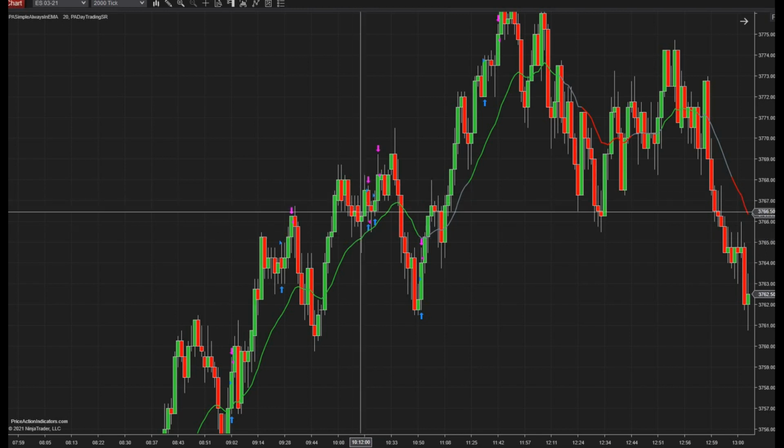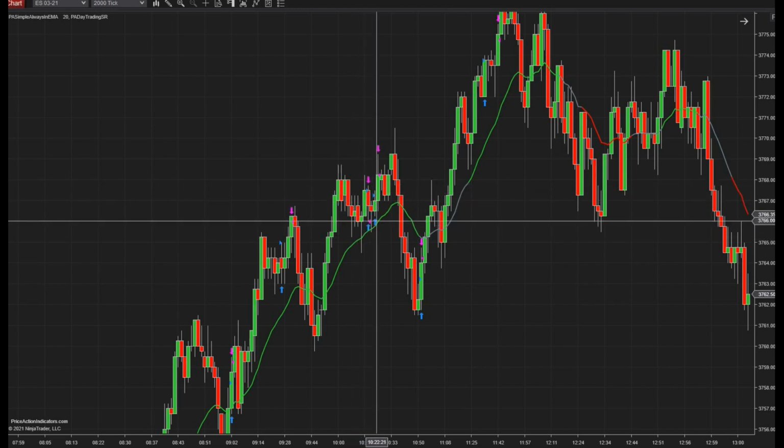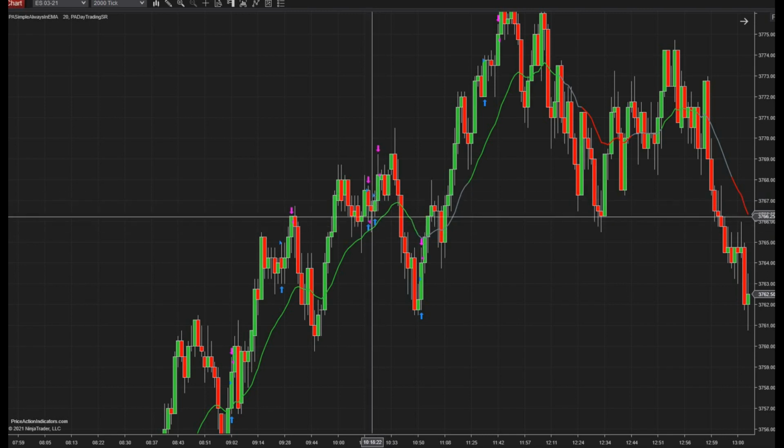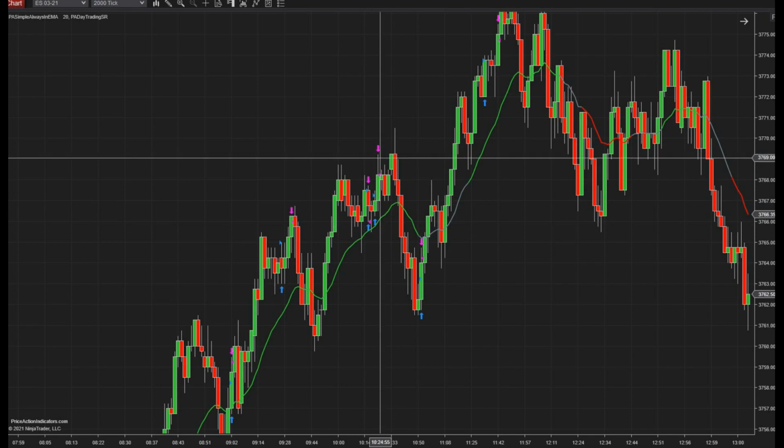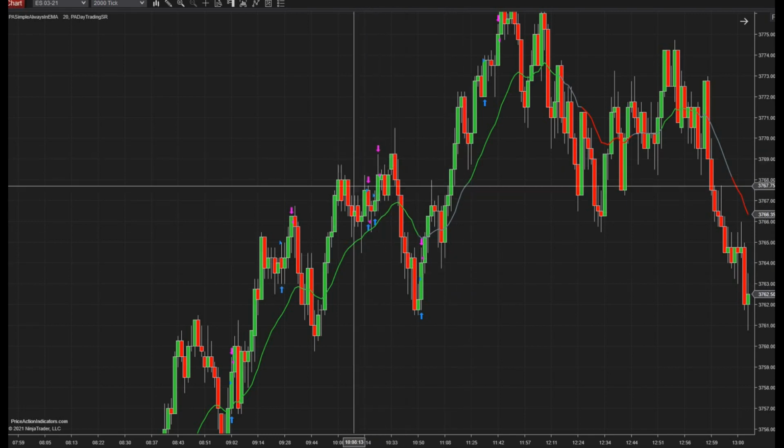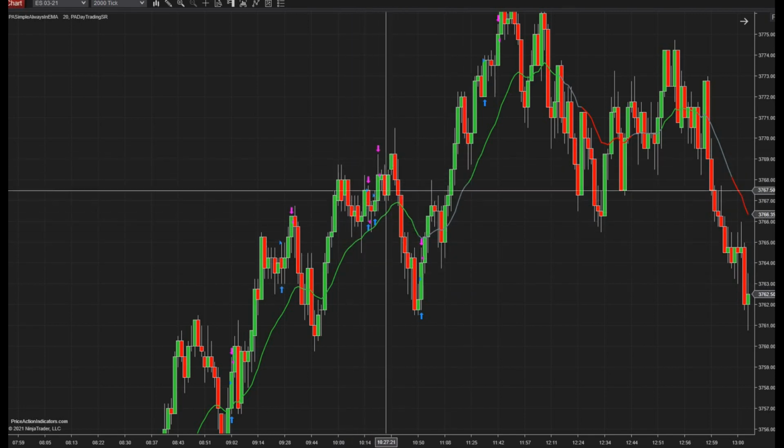Not sure what I did, but then it ticks down again, and it came back up. So I did it right here as a trap to this particular area right here, and I got it. Again, I think both of those are not the best trades.